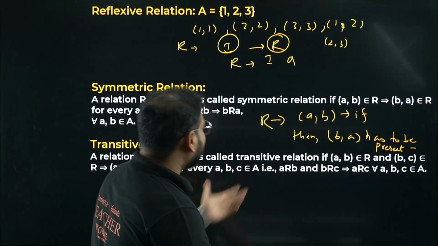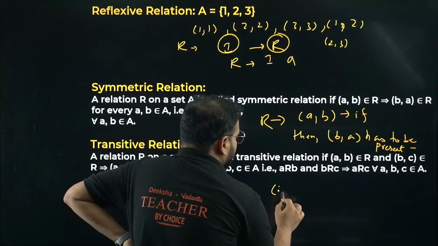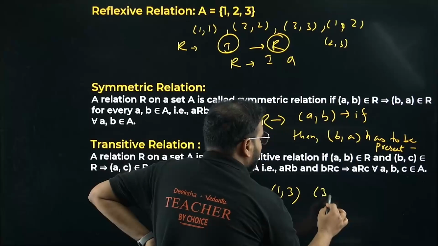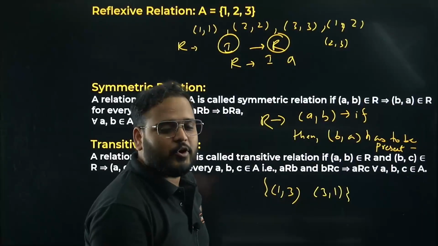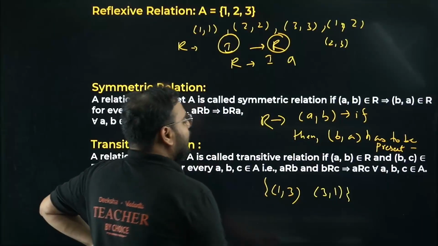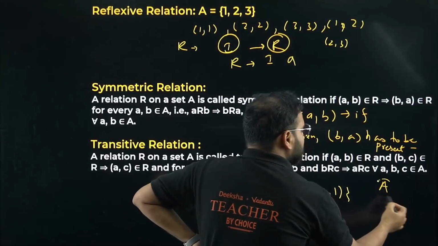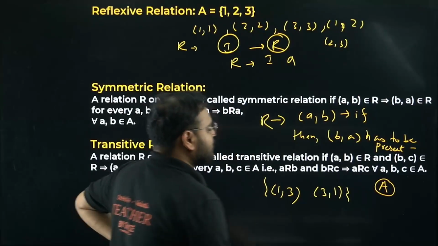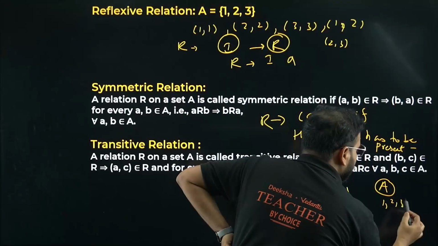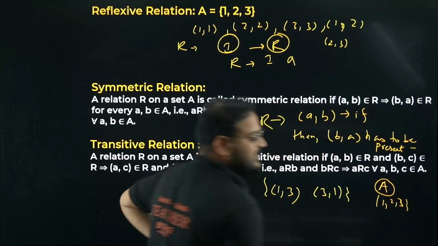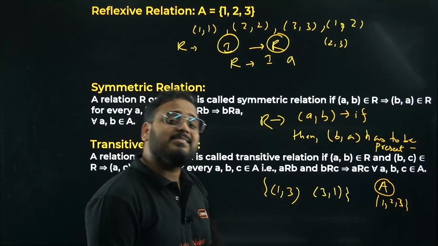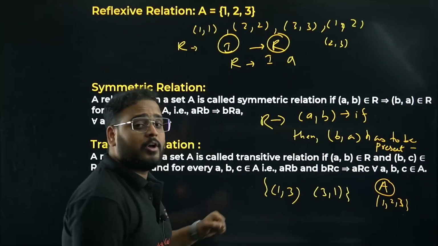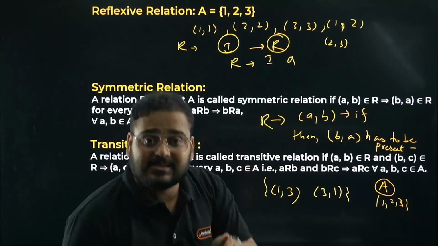For example, if I write a relation 1 comma 3 and 3 comma 1 and ask you whether this relation, bacha, is symmetric or not, let's say defined on set A, only 1, 2, 3. What is set A, bacha? 1, 2, 3. There's a set like that, and I'm asking you 1 comma 3 and 3 comma 1. Is this a symmetric relation or not? What is your answer? Your answer should be yes.